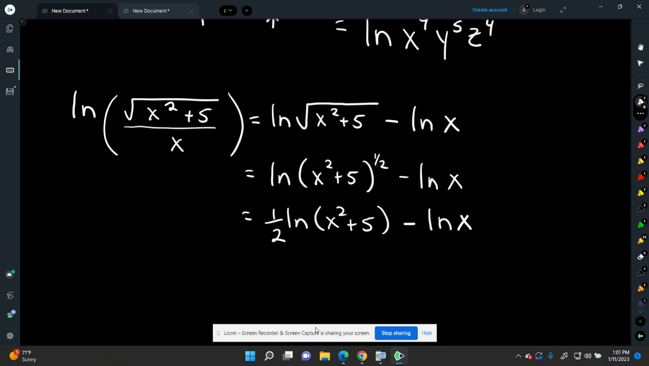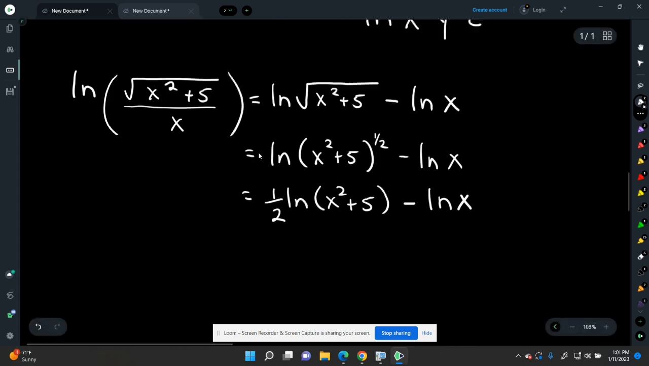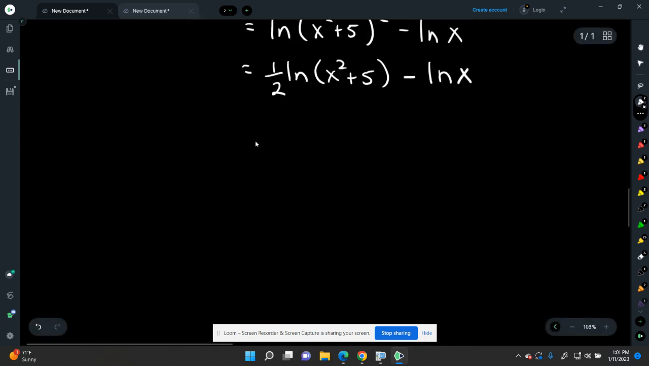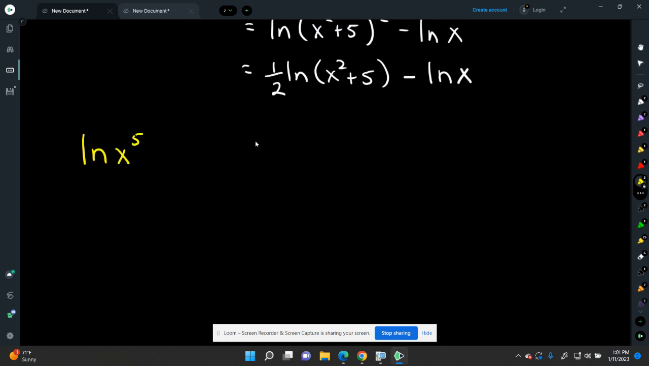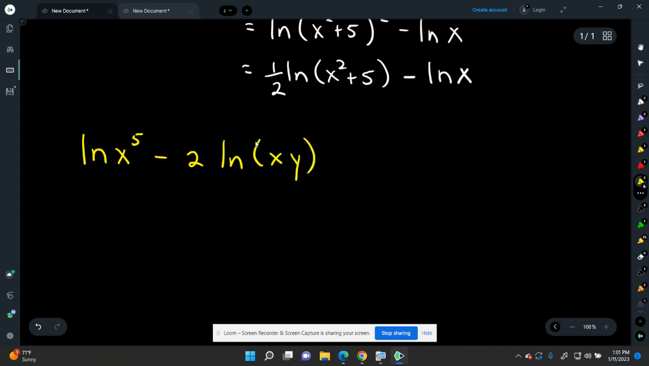Okay, here's another condensing one. I'm going to have you do this yourself. I want you to condense natural log of x to the 5th minus 2 natural log of xy. I want you to condense this into a single logarithm.